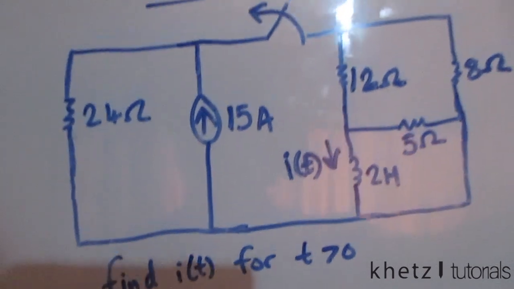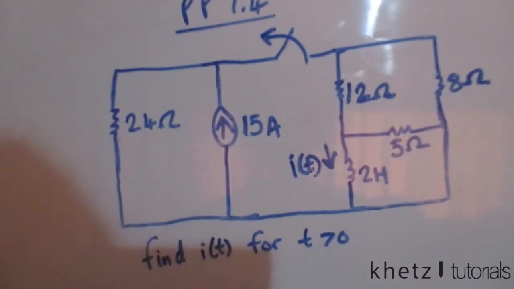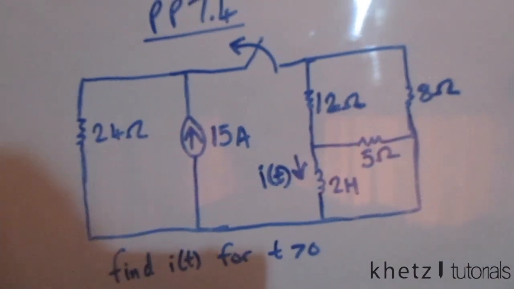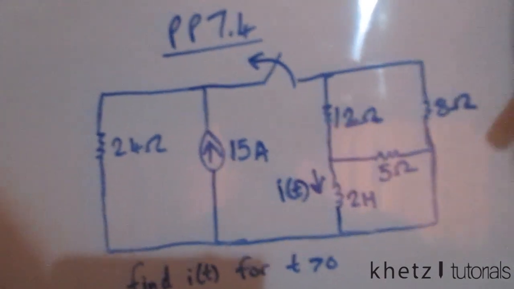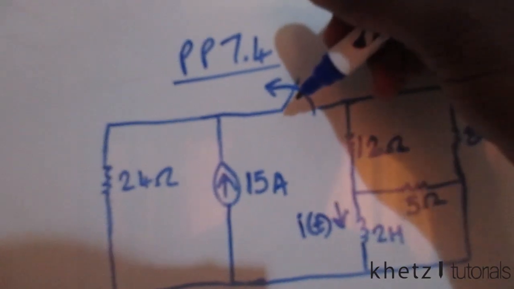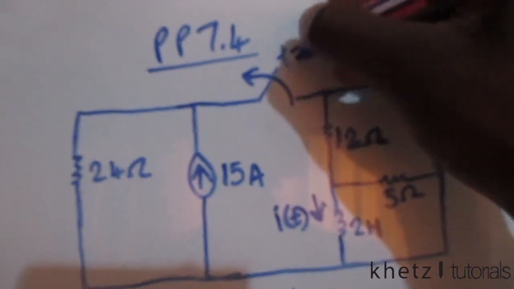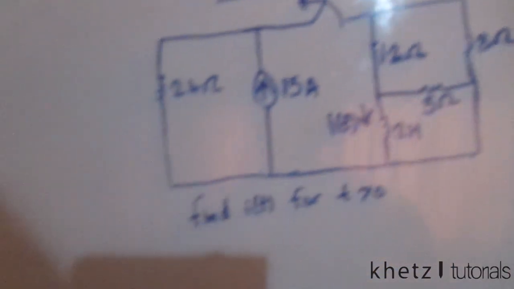You're given this circuit and we are asked to find i(t) for time greater than 0. So this is a switching action which takes place at time equals 0. Here are a few steps which are highlighted in the textbook, which I'll just revisit so that we're on the same page.